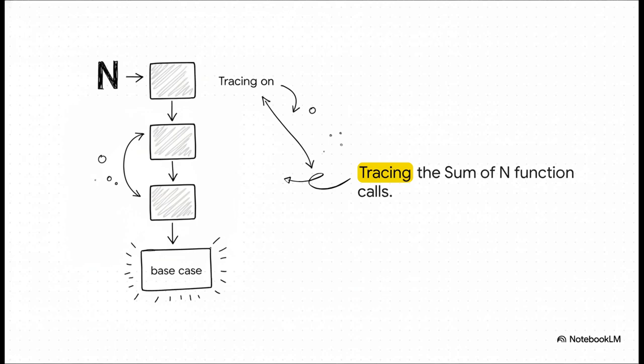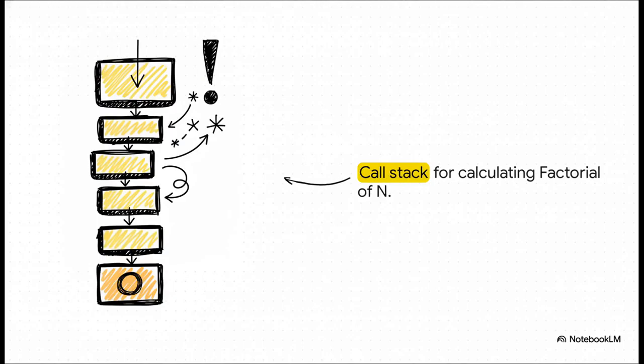Once it hits 0, it stops diving and bounces right back up the chain, passing the accumulated sum layer by layer back to the very first caller. It's the exact same mechanics for calculating the factorial of n. Finding the factorial relies on multiplying n by the factorial of n minus 1. If you visualize this trace, you can conceptually see the physical call stack executing top-down.